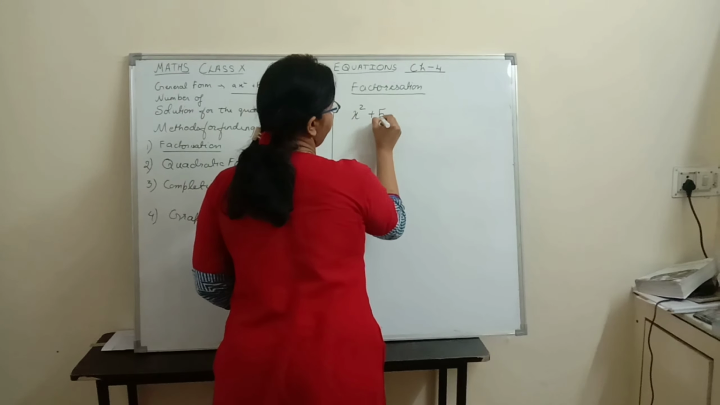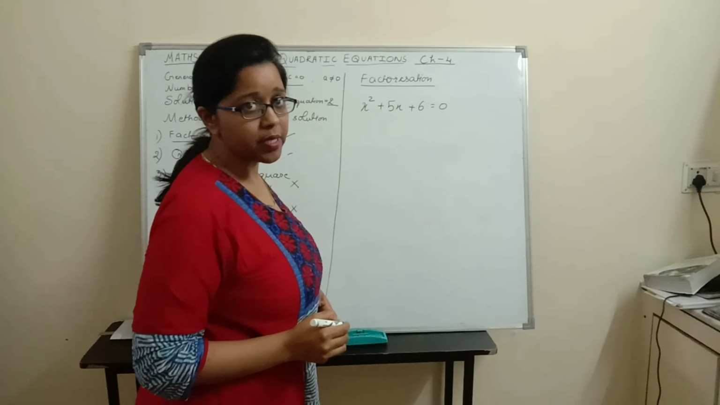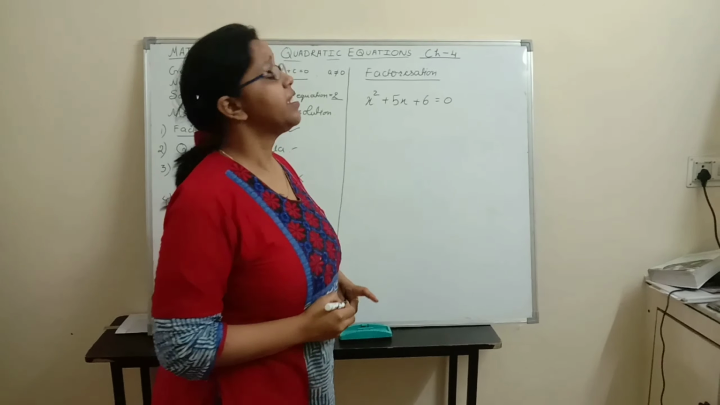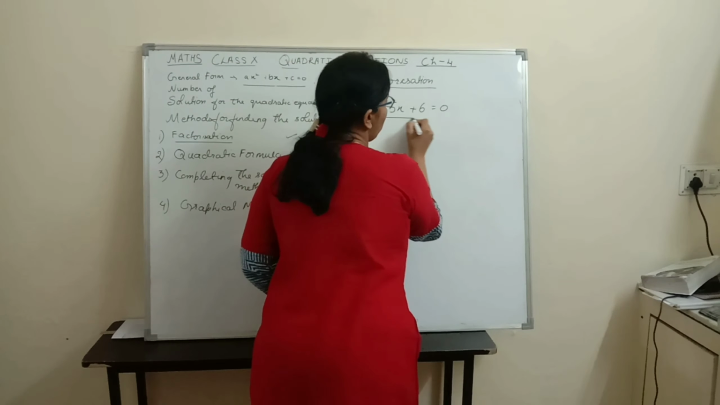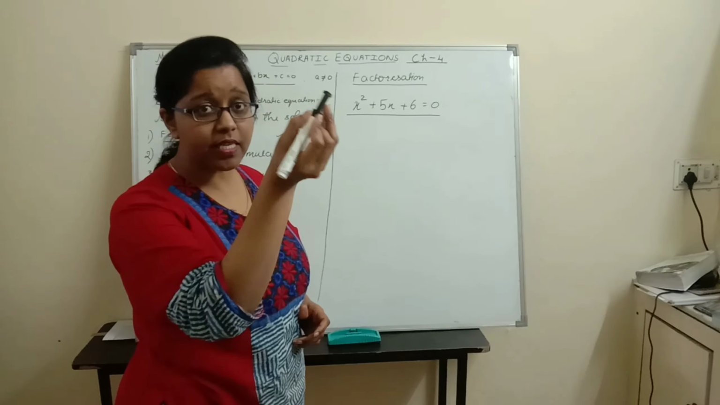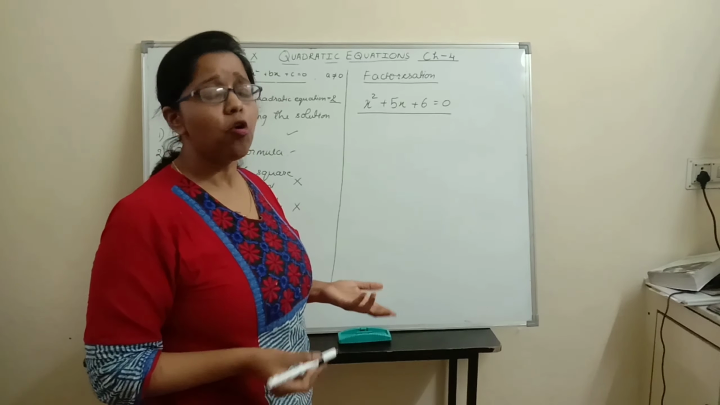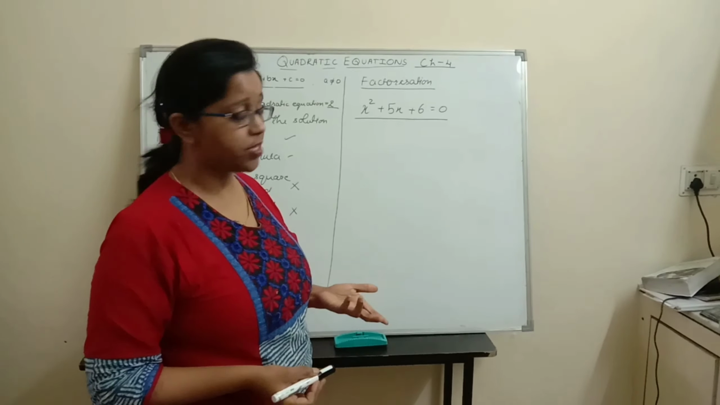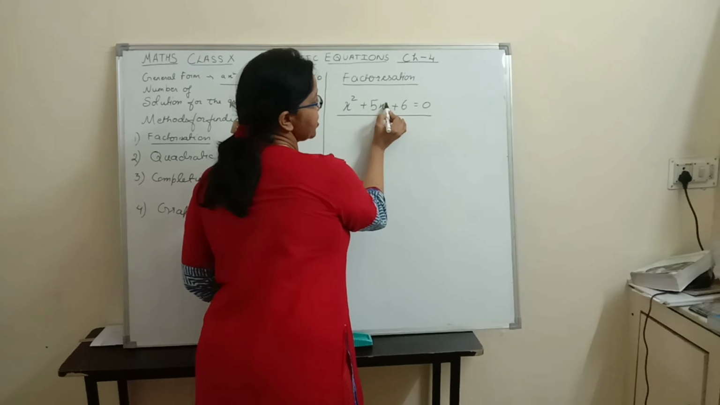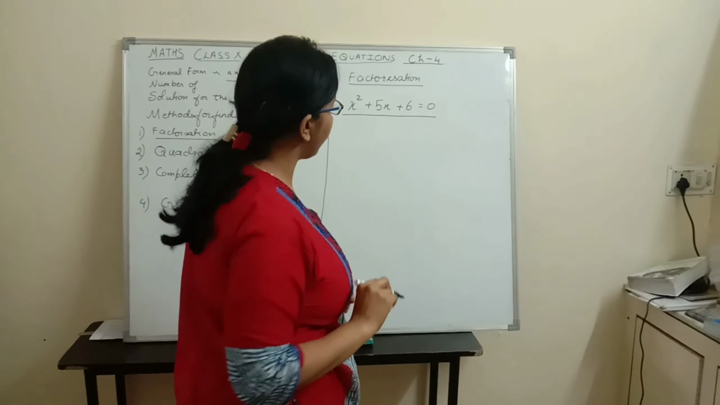x square plus 5x plus 6 is equal to 0. I have taken this example. Whenever we do factorization, before that we always check that all the terms in the equation are arranged in the decreasing order of the power of x, or y or any other variable in the equation. Here it is already arranged: here it is 2, here it is 1, and here nothing is written, it means x raised to the power 0.